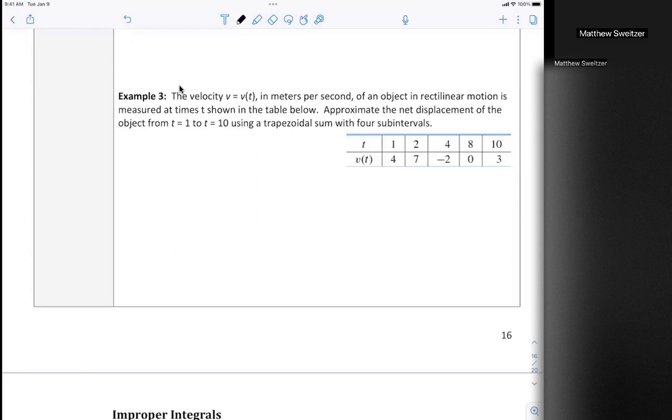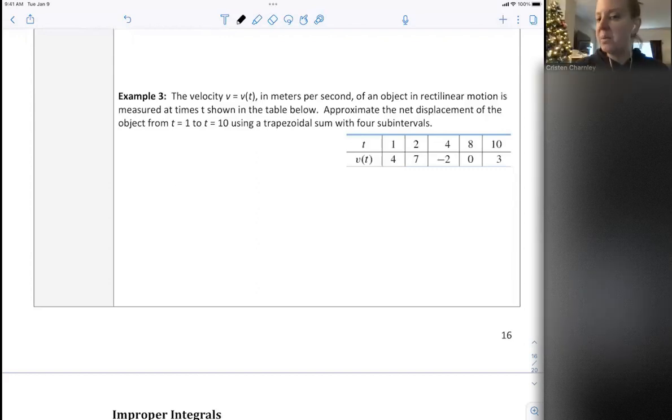The velocity in meters per second of an object in rectilinear motion is expressed at times t in the table below. Approximate the net displacement of the object from 1 to 10 using a trapezoidal sum with 4 intervals. We're still going to use the trapezoid, but you have to do them as 4 separate trapezoids, because they all have different widths. We don't have the same delta x, so that delta x formula doesn't work. So what we need to do is go back to that trapezoid formula, 1/2 height, base 1 plus base 2 for all of these.